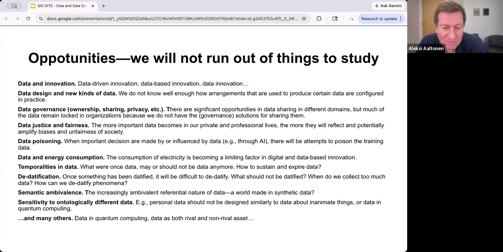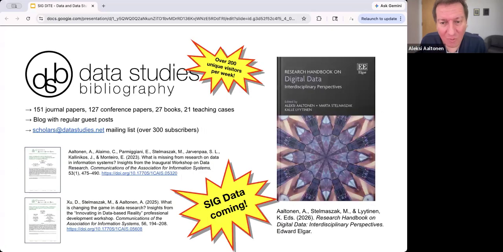And many others, like we have quantum computing emerging. What is data there, and so forth. So I'll stop here. We have, I think, talked for 1 hour.